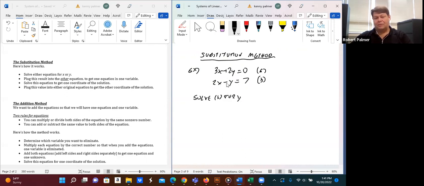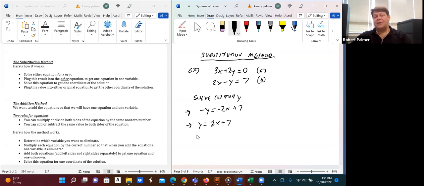If I do that, so the first thing, subtract 2x on both sides. And so we have negative y is equal to negative 2x plus 7. Once again, just subtracted 2x on both sides of the second equation. Then divide through by negative 1. And that basically just changes all my signs. I have y is equal to 2x minus 7. Okay, so I just solved the second equation for y.